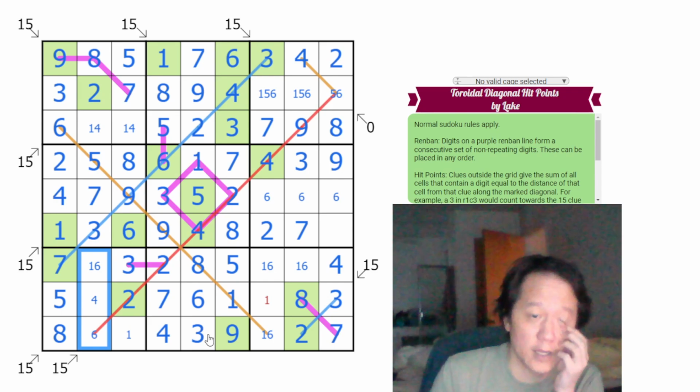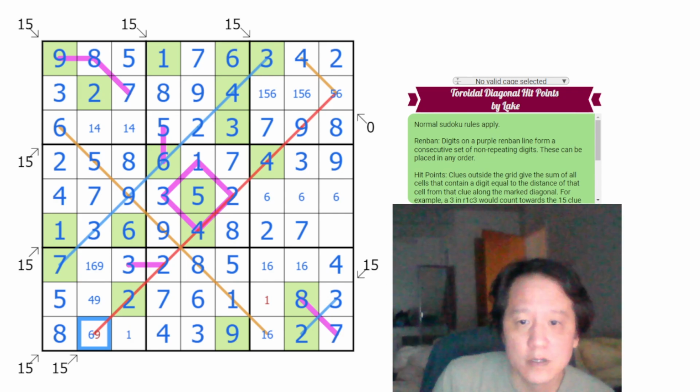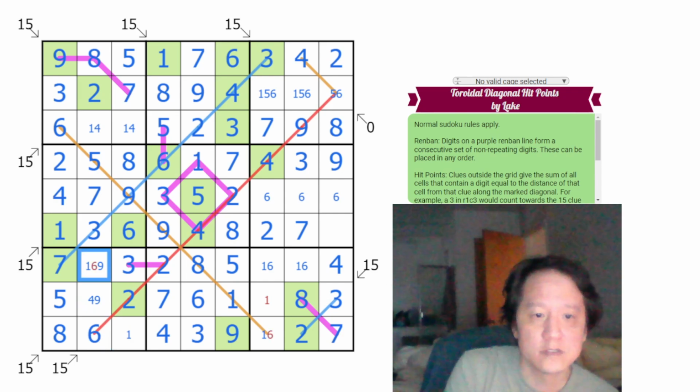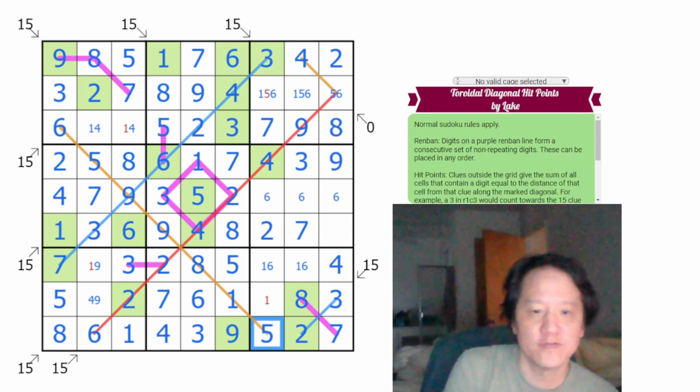I think it has to be 9. So this can't be 9. So then we know this is 6. This is 1, 4, 1, 9. So this is 1, 4. So this cannot be 4. This is 1. This has to be 5. So this is 1, 6, 1, 6. So this is 9, 4, 1, 4.